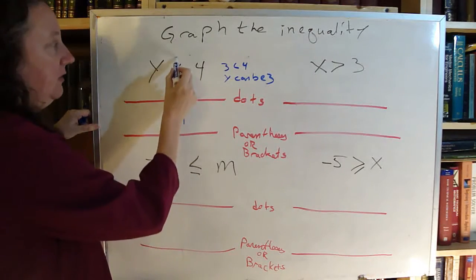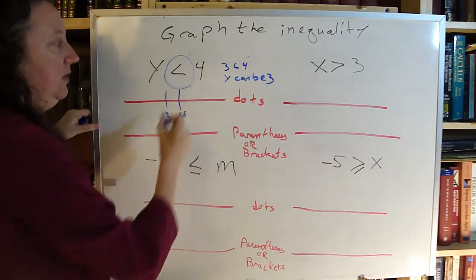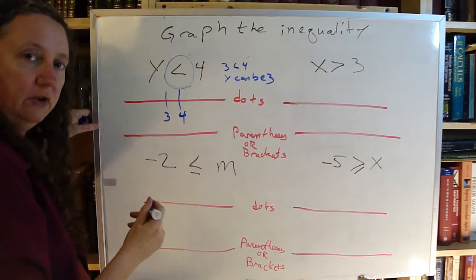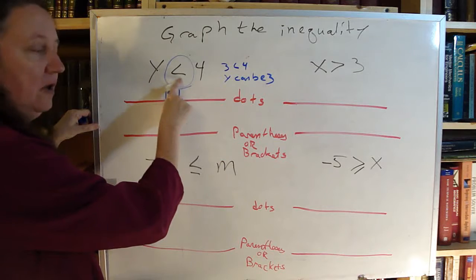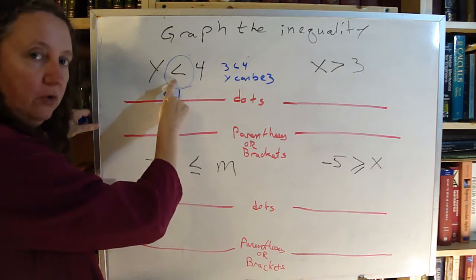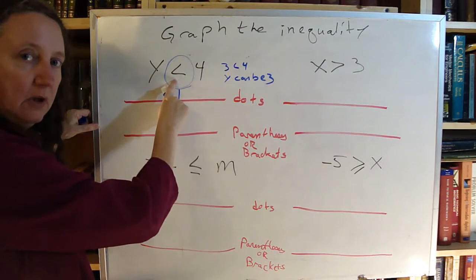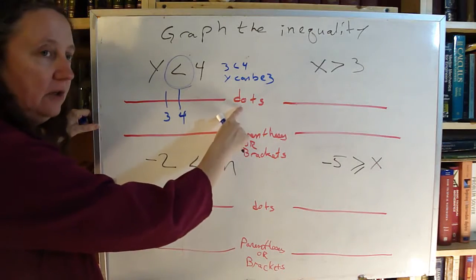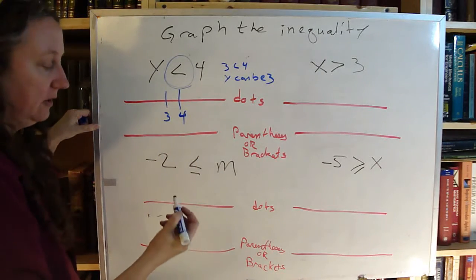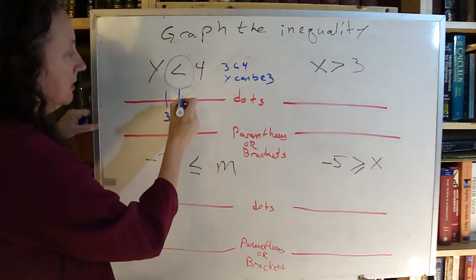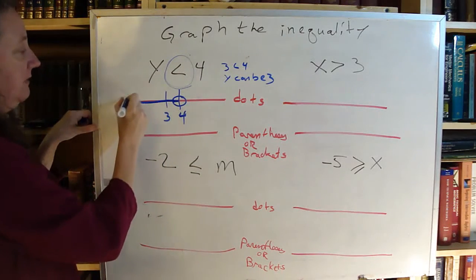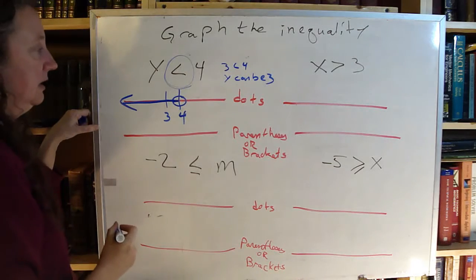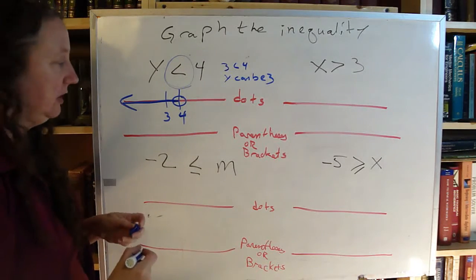Next thing I have to ask, is this equal or is it strictly less than? It does not have the extra bar there, so it's strictly less than. That means if I'm going to use dots, I'm going to use the open dot, the hollow dot. And then I have my line going off in this direction, and there's my graph. That graph is done.